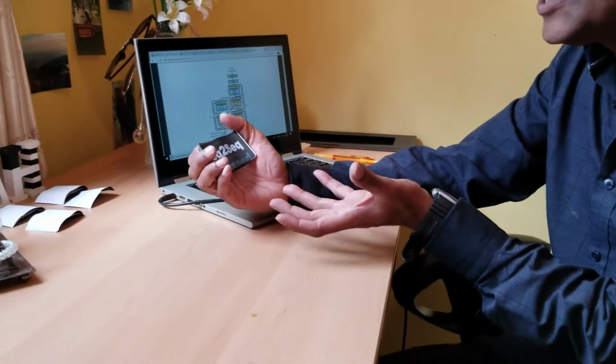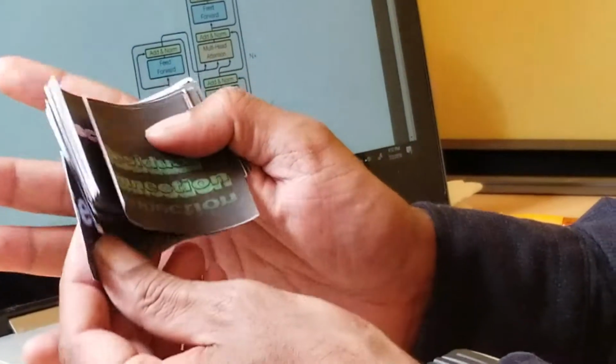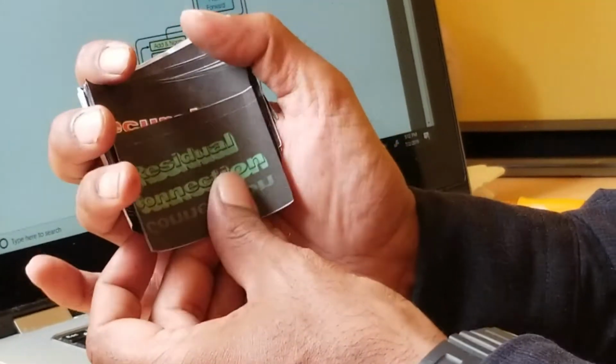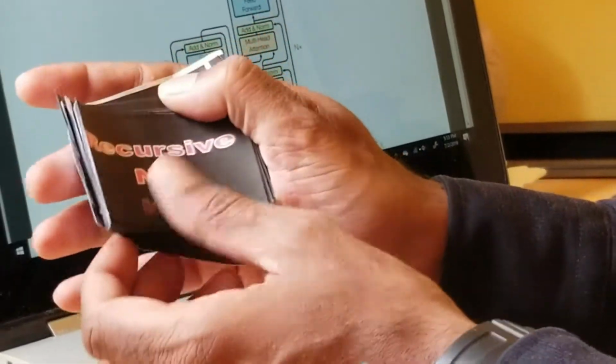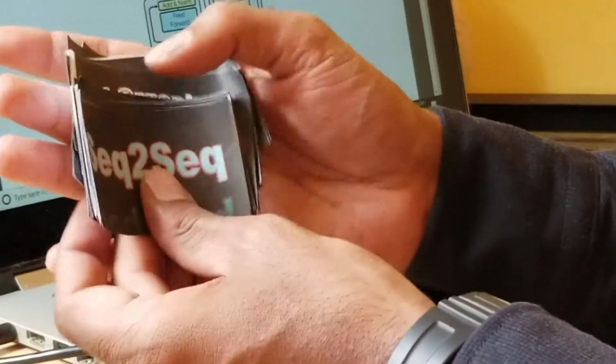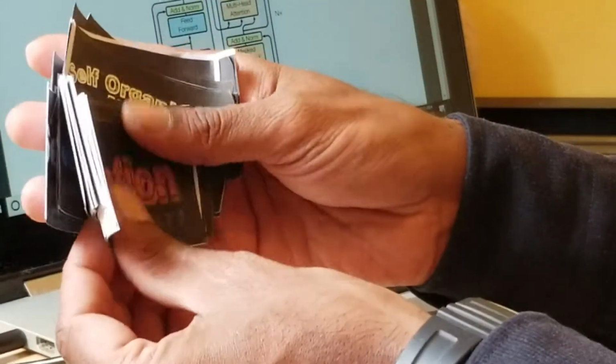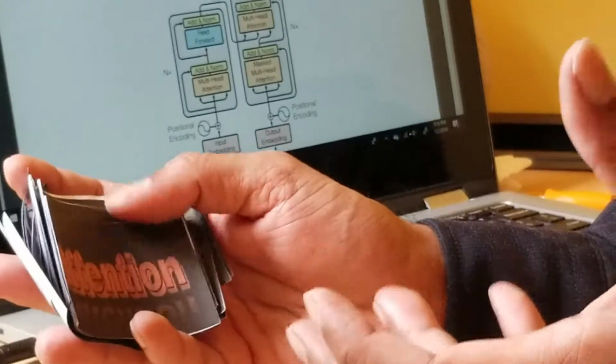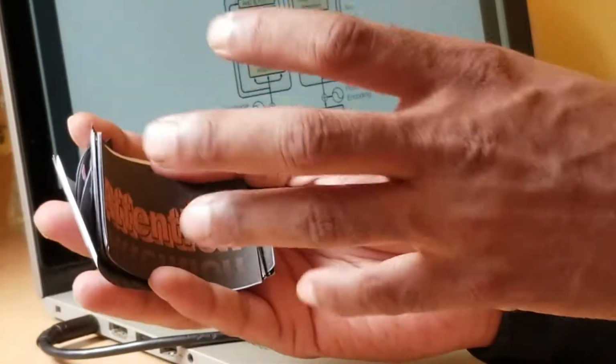To aid in this process, I have invented a game. These are mathematical constructs through which backpropagation can pass. So this is a sequence to sequence model. This is residual connections. This is a recursive network and things like that. GAN, sequence to sequence model, attention mechanism, all these concepts are mathematical concepts with backpropagation. I've converted them into cards.